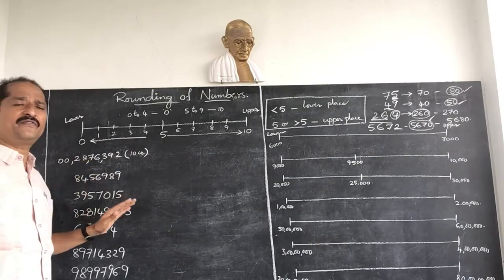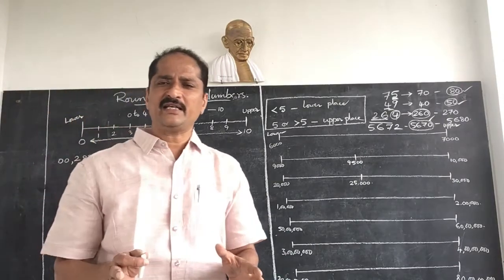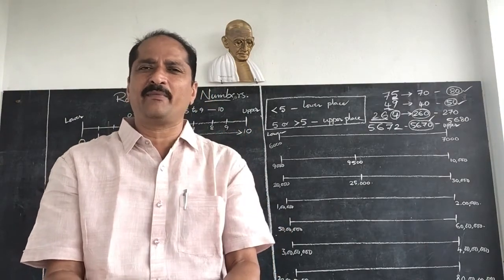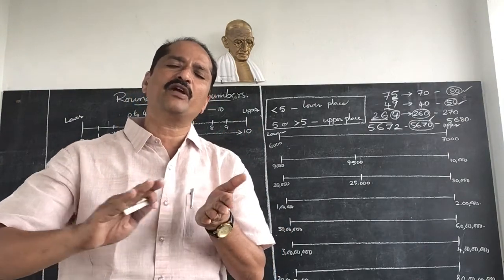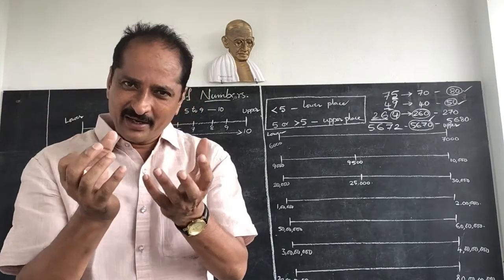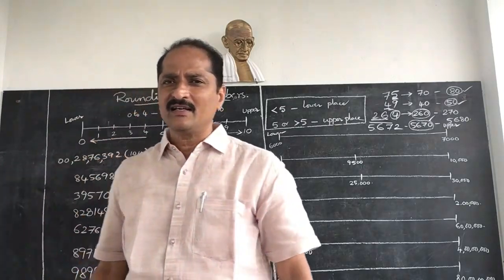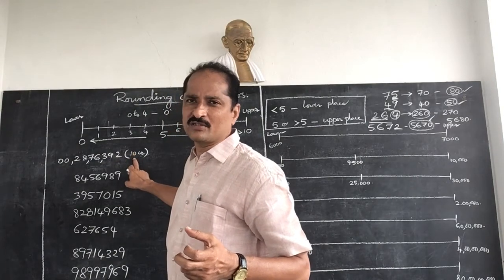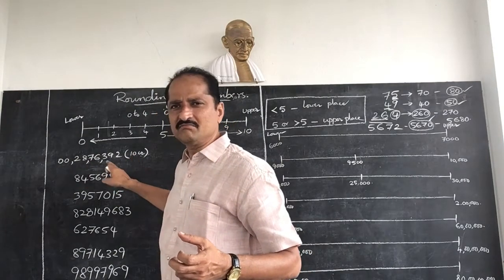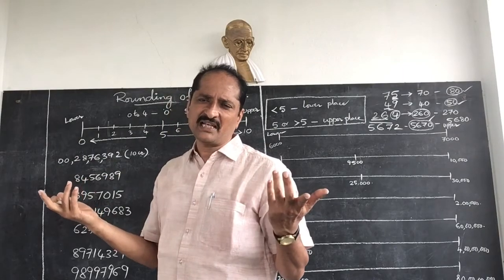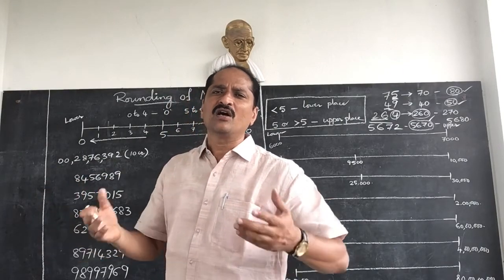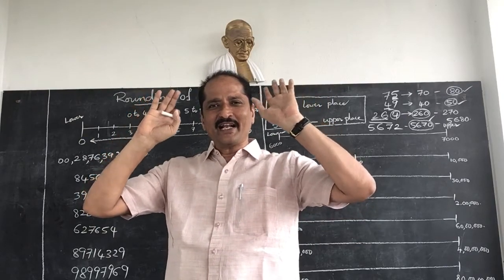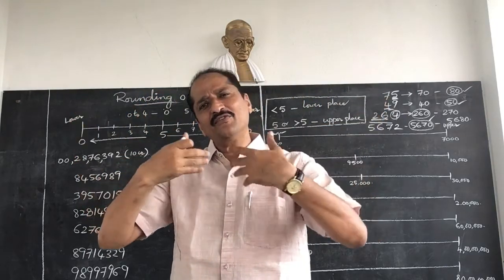So if a number is less than the required rounding number, then that number should be rounded to the required place only. What is required here for us? Round off this to the nearest 10 crores. But is there 10 crores here? This number doesn't have 10 crores. So round off that to 10 crores only. If there are no 10 crores, round off to 10 crores.